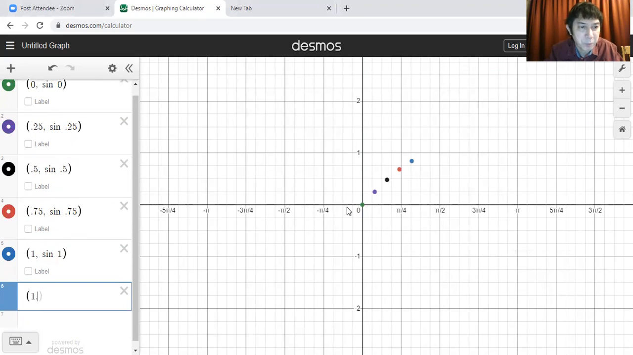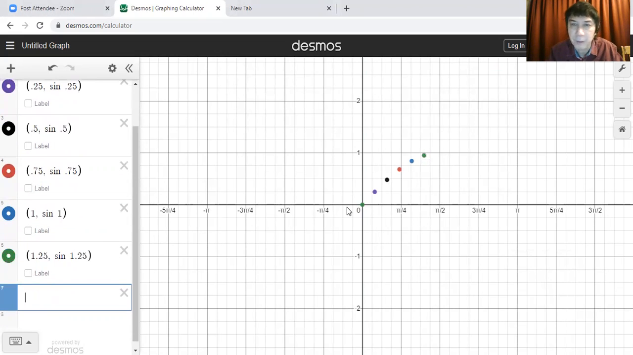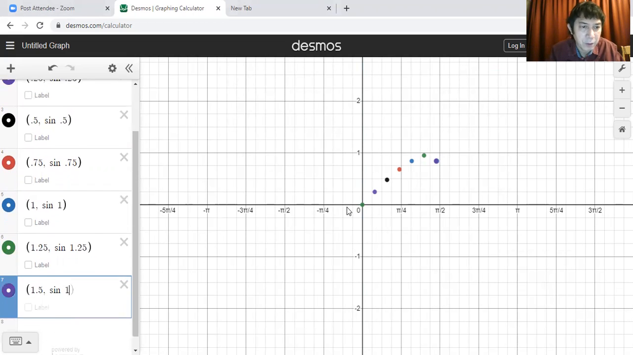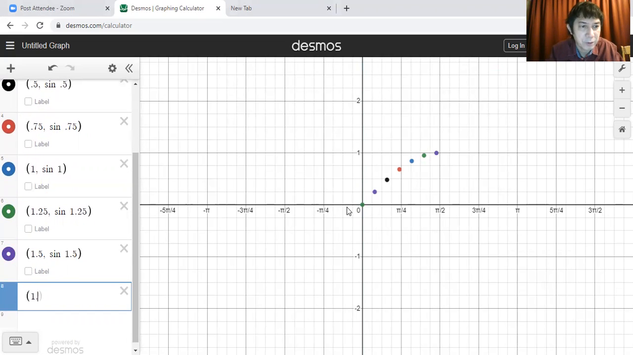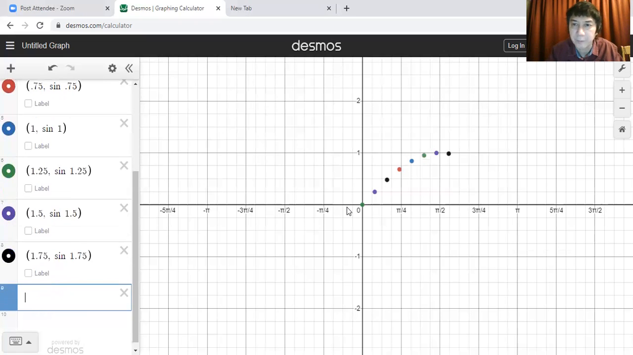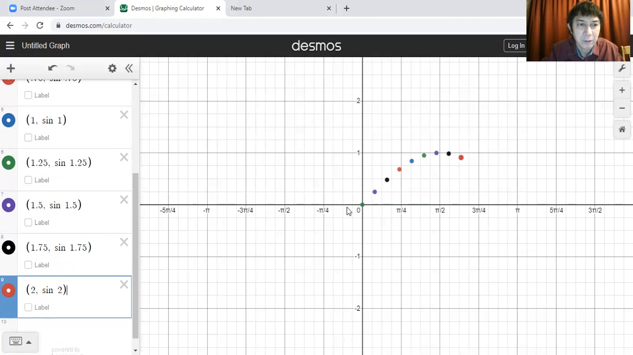Next is 1.25, and then sine of 1.25. Next is 1.5, sine of 1.5, and then next is 1.75, and then sine of 1.75. Next is 2, and then sine of 2. So the first number that I type, these are the x values, and then the sine of that value of x is the y.